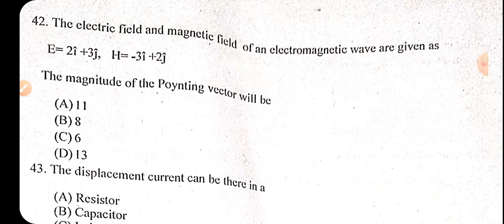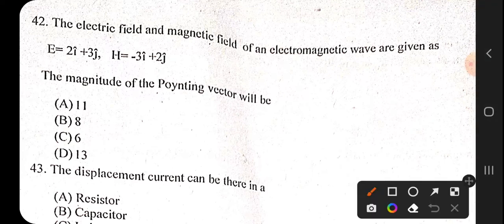So this is another part from CPET Physics 2022 solutions. I will start from question number 42. The question given here is: the electric field and the magnetic field of an electromagnetic wave are given. These are the electric field and magnetic field values. The question asks what is the magnitude of the Poynting vector.